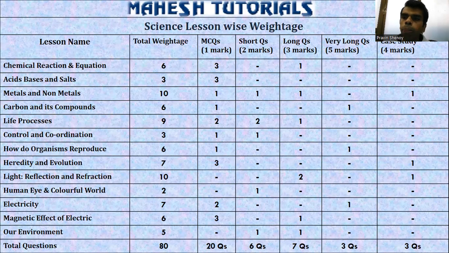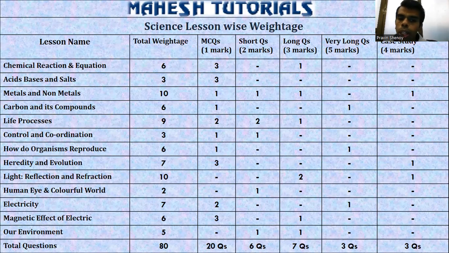Let's move further towards the biology part. Biology begins with life processes. The weightage is 9 marks. For this 9 marks, you can expect 2 MCQs of 1 mark each, 2 very short questions, that is 2-mark questions. You can expect 1 3-mark question from this chapter. The next chapter is control and coordination. The weightage of this chapter is 3 marks. And for this 3 marks, you will be having 1 MCQ and 1 2-mark question.